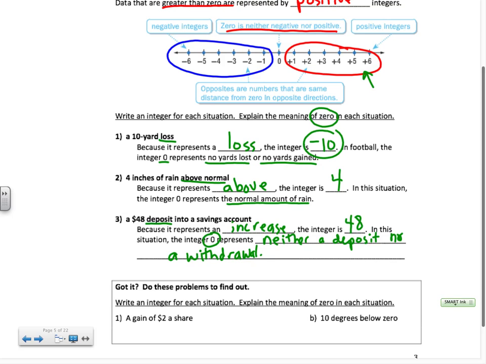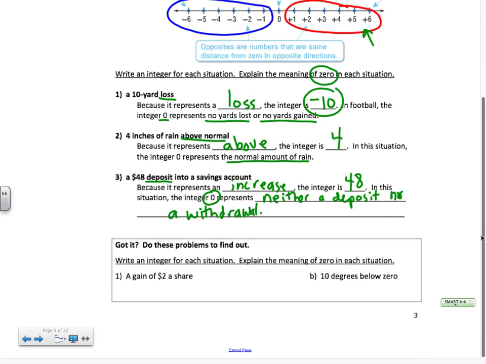All right, I am going to pause the video and give you a few minutes to work on the got it problems. So write an integer for each situation like we did on number 1, 2, and 3. But the important part here is to explain the meaning of 0 in each situation, and you have some examples above to follow.